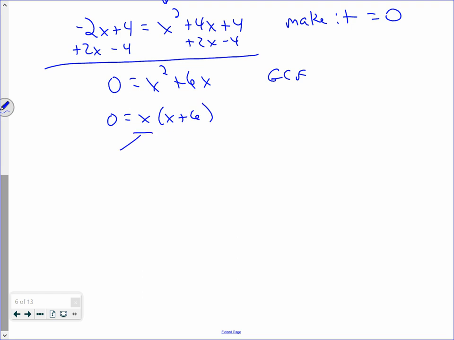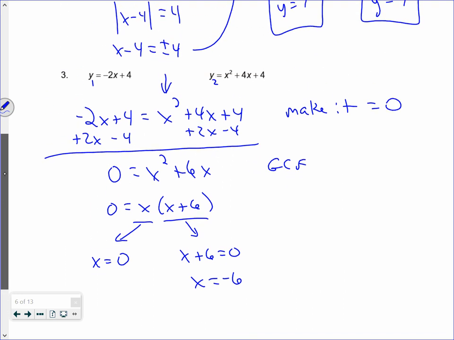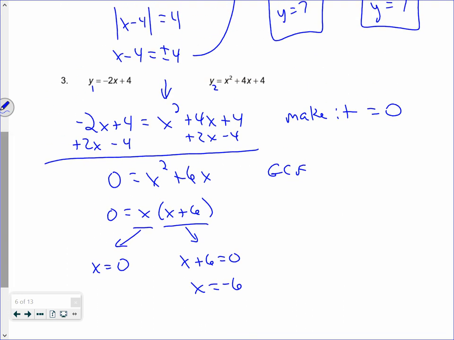And then I set up my 2 different paths. I should say x equals 0, x equals negative 6, and then I have to get my y value. Now this time y is not a horizontal line. So I actually have to plug these numbers in.